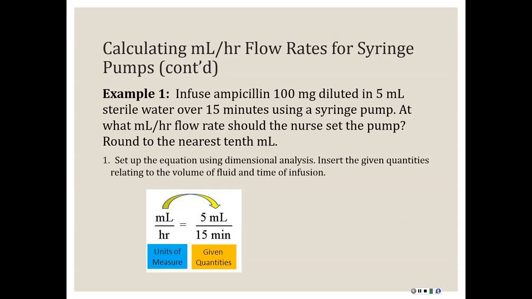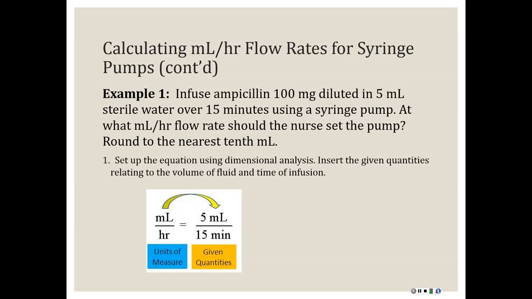So our order might be to infuse 100 milligrams diluted in 5 milliliters over 15 minutes. At what milliliter per hour flow rate should the nurse set the pump? And here we want to round to the nearest tenth. So this would be an example of that micro type of a pump where we can deliver a more accurate dosage, and so we're going to round to that first decimal or that tenths place.